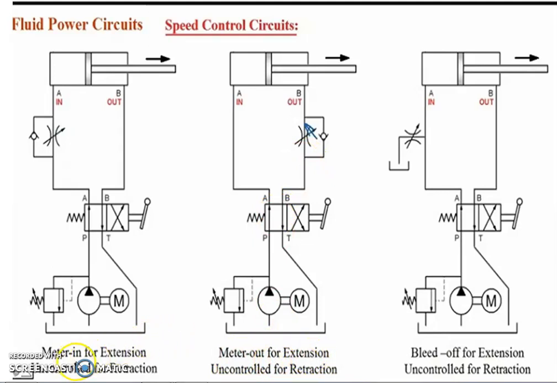Meter in, meter out and bleed off, all these three circuits are speed control circuits. Here in the bleed off circuit, flow is controlled in the bypass line. So this is a bleed off circuit for extension. Now we see the summary.